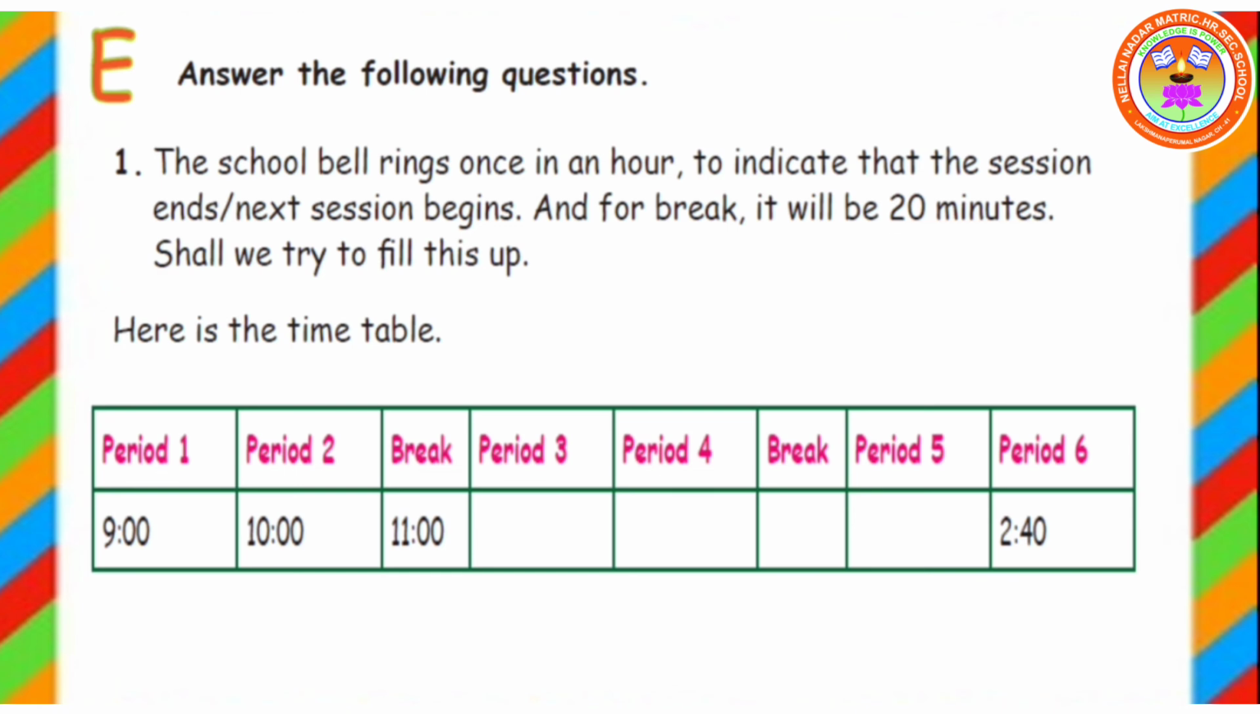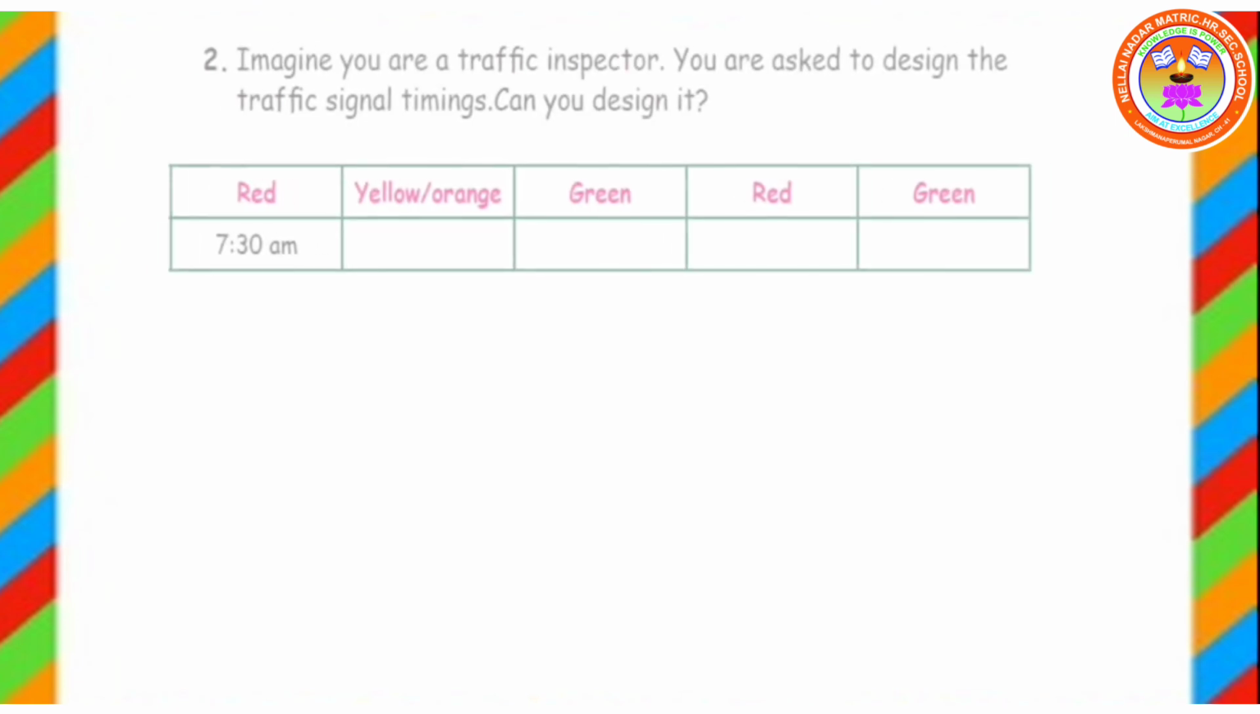11 plus 20, 11:20. Third period starts at 11:20. 1 hour difference. 11 plus 1, 12:20. Period 4 starts at 12:20. After 1 hour, 1:20. After break is 20 minutes. 120 plus 20, 140. Period 5 starts at 1:40. Period 6, 2:40. Can you understand?